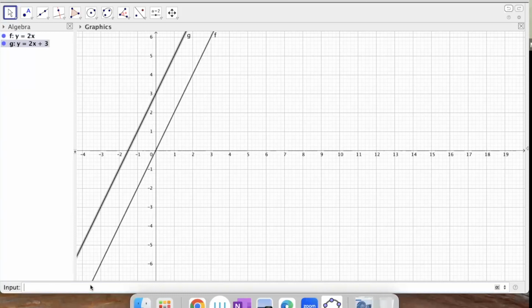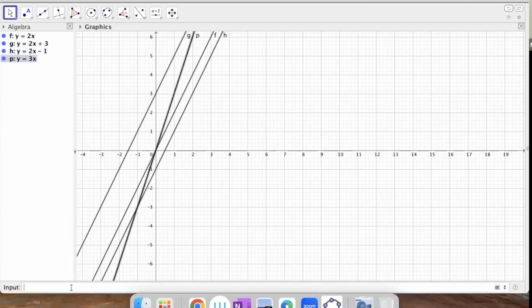And what if I go for a negative number? y equals 2x minus 1. This is the result. What happens if I change the gradient? First line was y equals 2x. I'm trying y equals 3x. So y equals 3x. Fourth line.